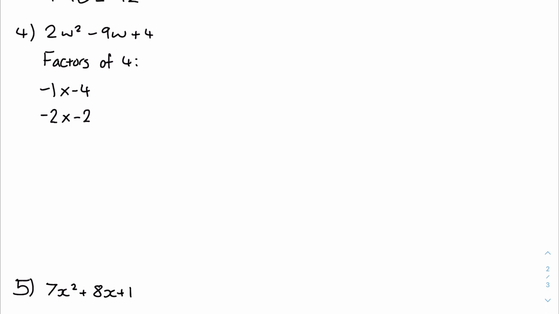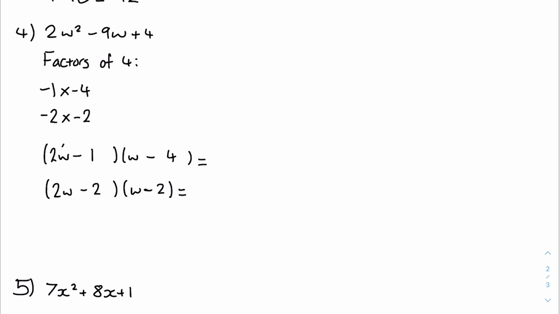Now we're going to test for that sum to get to the 2w squared. The difference here is that we'll write our brackets first, then expand and work out which way we can get it. So our options are essentially (2w minus ...)(w minus ...). That's the only way we can get to 2w squared and still get our double negative. So it can either be minus 1, minus 4, or (2w minus 2)(w minus 2). We can test these both now.